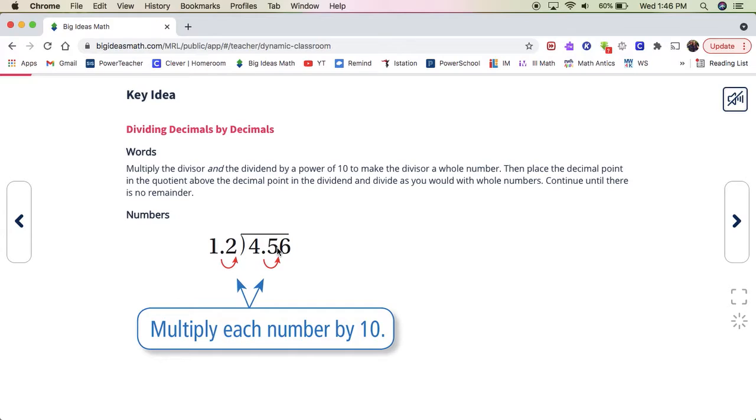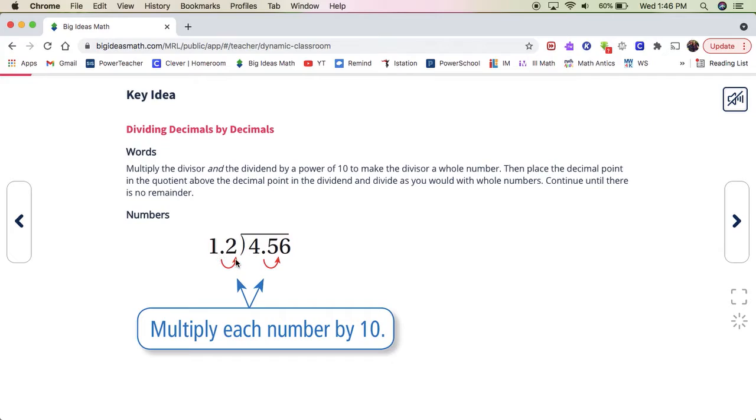So it says to multiply the divisor and the dividend by a power of 10, so 10, 100, 1000, to make the divisor a whole number. Then place the decimal point in the quotient above the decimal point in the dividend and divide as you would with whole numbers. Continue until there is no remainder, okay?